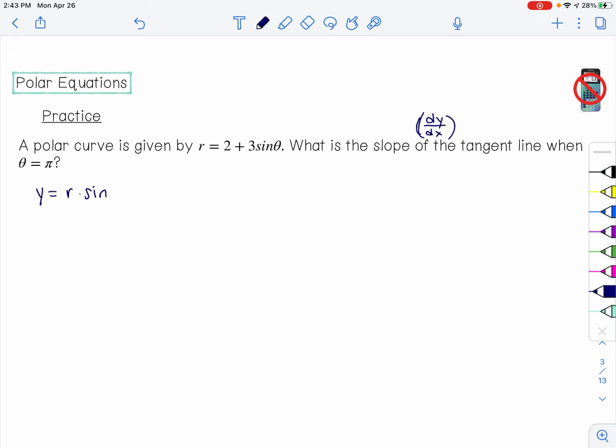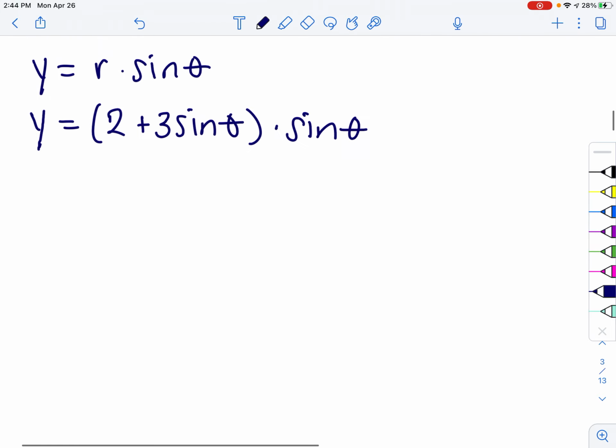We know that y is equal to r times sine of theta, so that's 2 plus 3 sine of theta times sine of theta. I'm going to leave it factored out like this because I prefer that. And then x is equal to r cosine of theta, so x equals 2 plus 3 sine of theta times cosine of theta. Now we're just going to take the derivative of both with respect to theta.